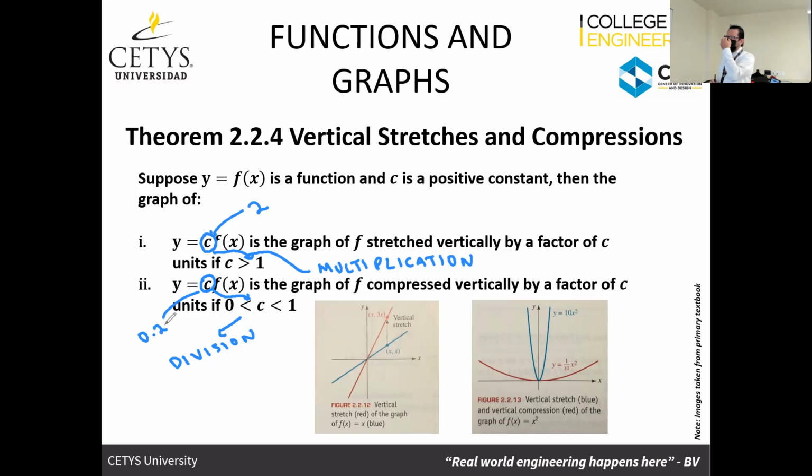And what happens here is that if I'm multiplying by a value that's larger than 1, it says that the graph is being stretched vertically. So again, this is the way that I try to explain this, or I try to understand this. For the first case, stretched vertically means I am pulling the graph.